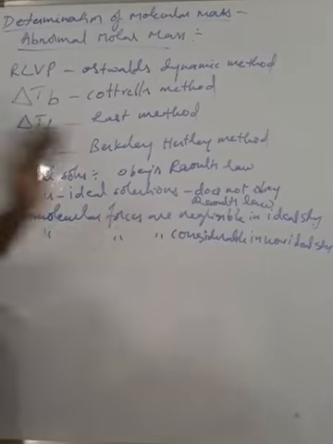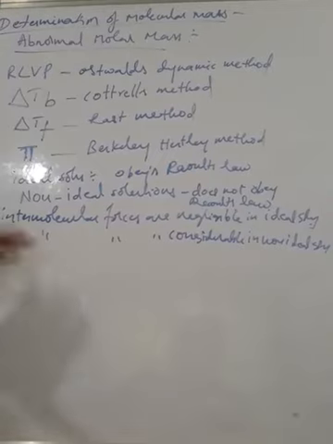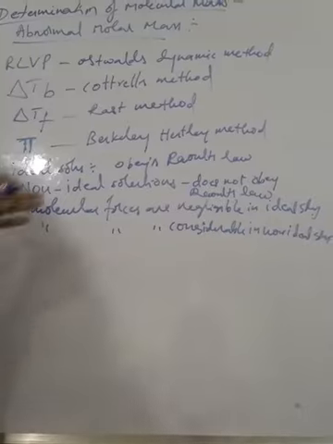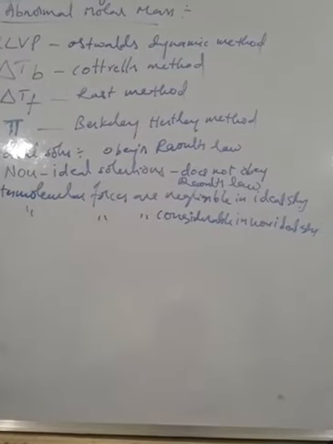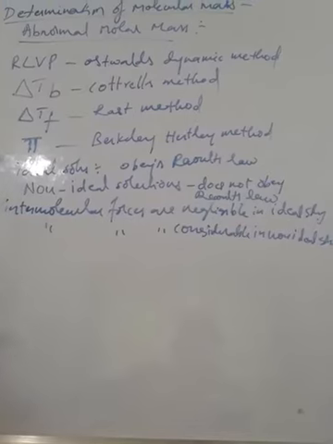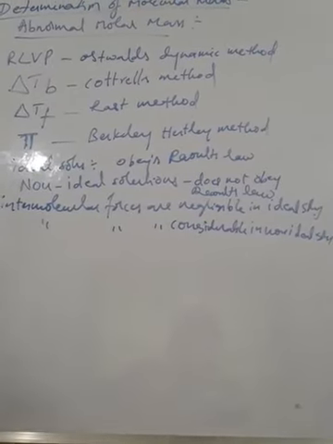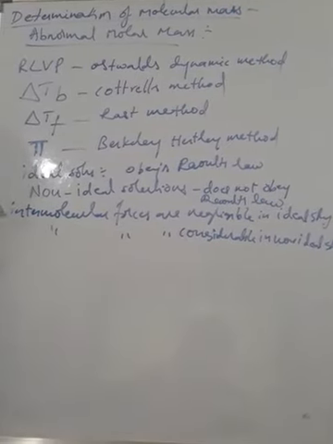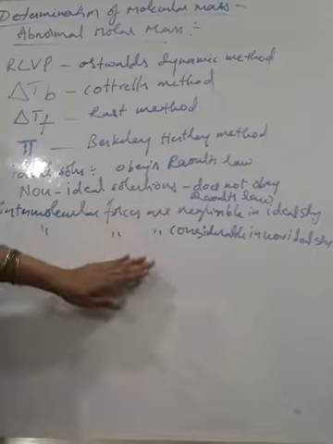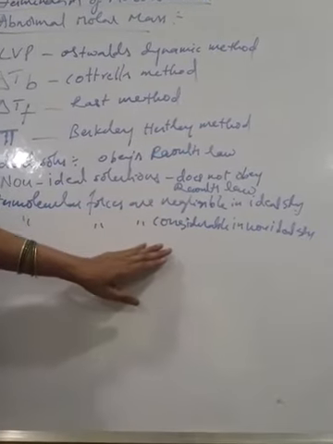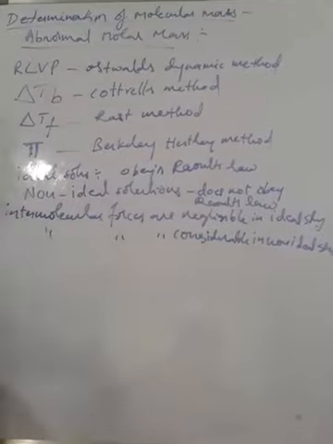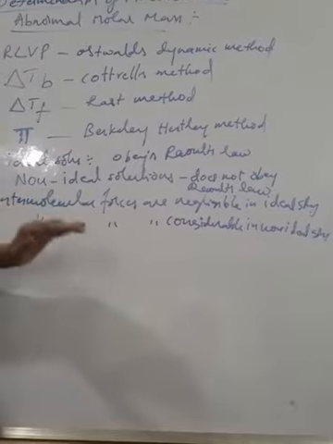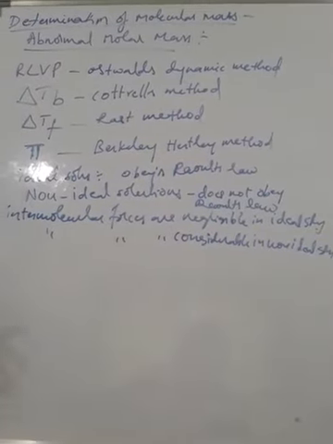If a non-ideal solution is there, two types of reactions can take place in such molecules. For example, if ionization takes place, on ionization the number of particles in the solution increases. When the number of particles increases in ionization reactions, colligative property also increases, because colligative property is directly proportional to the number of particles present in the solution.